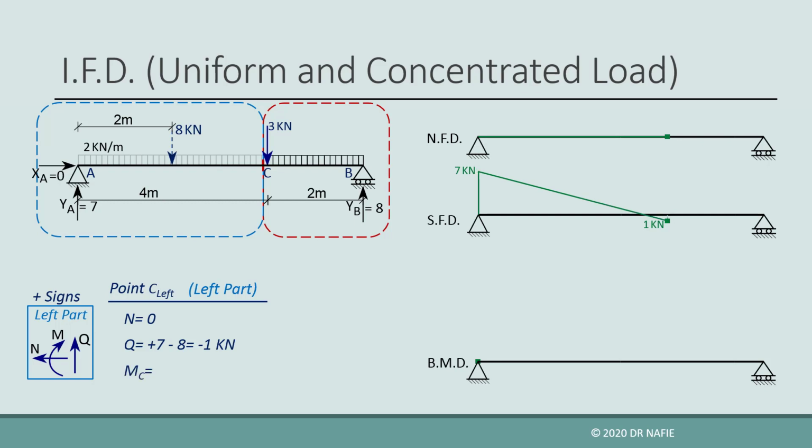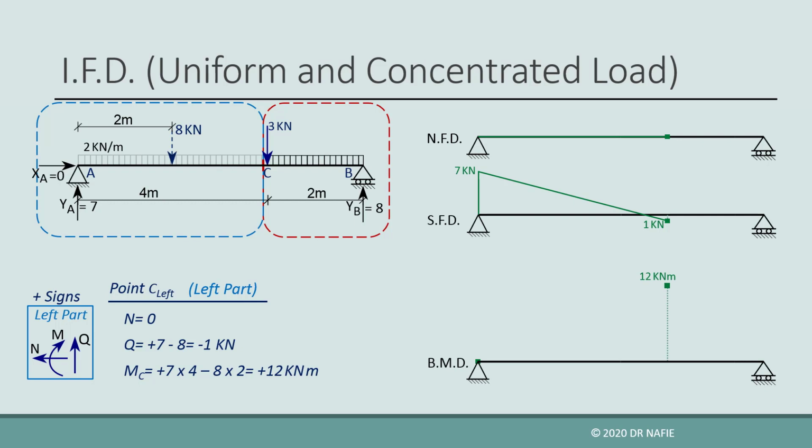The value of the moment will be calculated by taking the moment of all the forces in the left part about point C. The left part contains two forces, YA, which is multiplied by an arm of 4 meters rotating in the positive direction, and the 8 kN equivalent force multiplied by an arm of 2 meters rotating in the negative direction. The resulting moment about C will be positive 12 kN.m. The evaluated value is drawn on the diagram at point C.